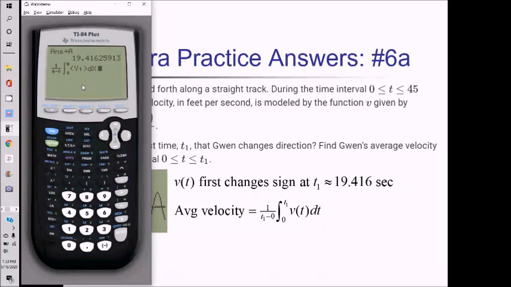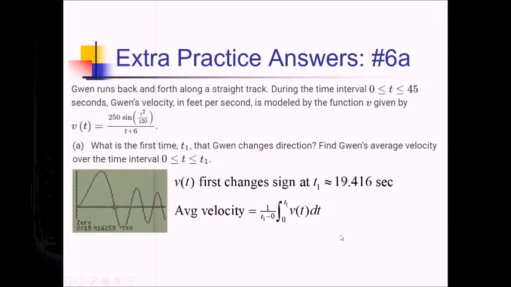Remember, I stored my T1 value as an A on the calculator, so I have 1 over A minus 0. Math 9 got me my integral, so integral from 0 to A. And then I did alpha trace to pull up the Y menu and pull Y1 out of that. So now pressing enter, and this is going to be average velocity. So this is going to be 7.264, and that is going to be in velocity units. So that's going to be, let's see here, feet per second is what our units are. Feet per second.